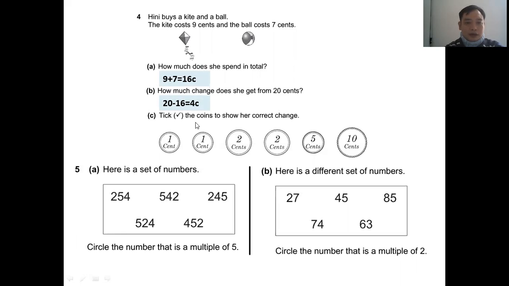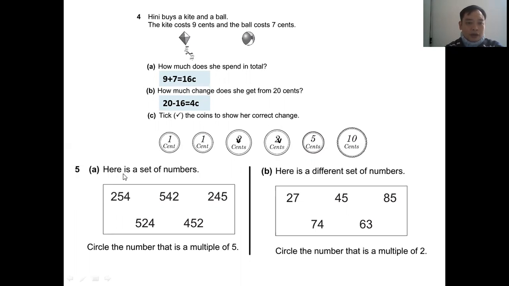C. Tick the coins to show her correct change. So now she will be given back 4 cents. So the coins that will be given back to her will be this coin and this coin.